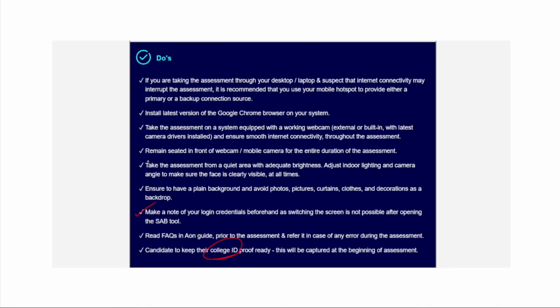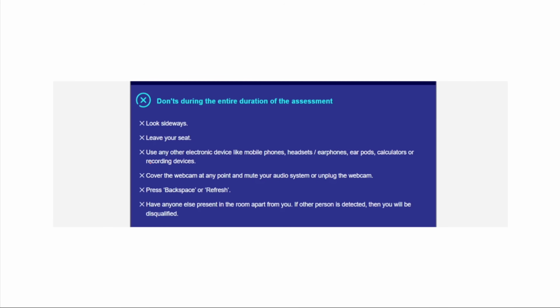Coming to the don'ts of the exam: don't look sideways while attending the exam, and don't use any electronic devices like earphones, earpods or anything else, because the camera will be turned on throughout the exam. Don't cover the webcam or mute the audio system. Also, if any other person is detected in your camera, then you will get disqualified. So keep all these in mind and don't do these.